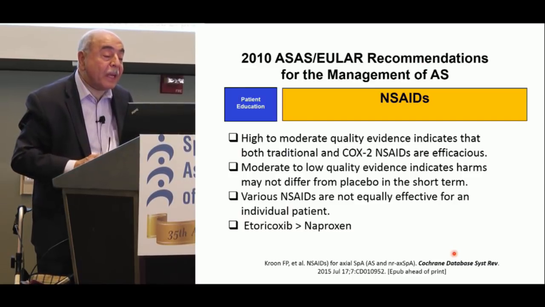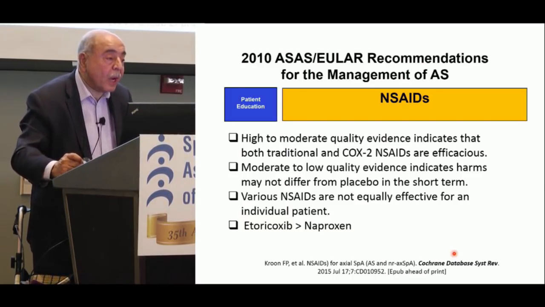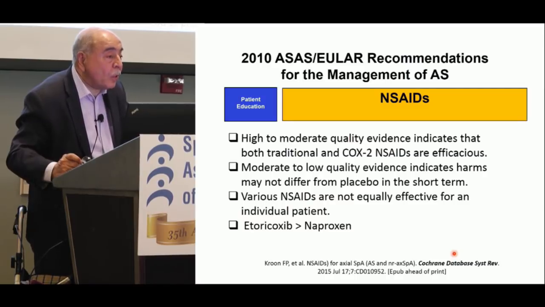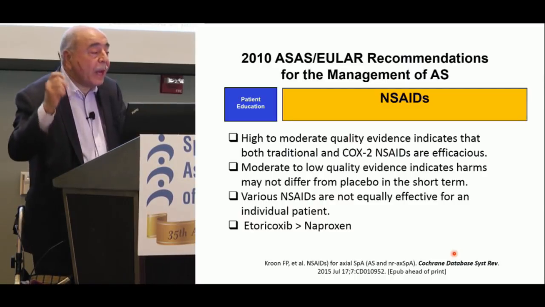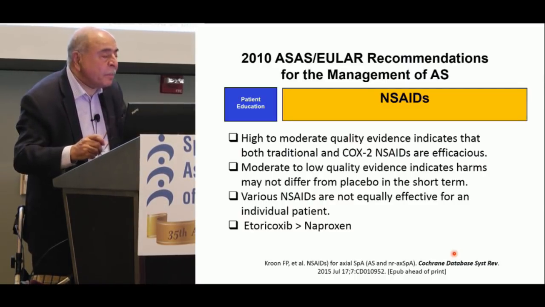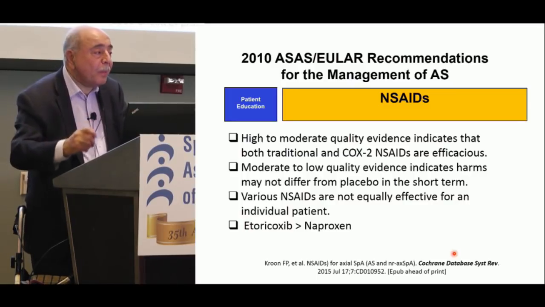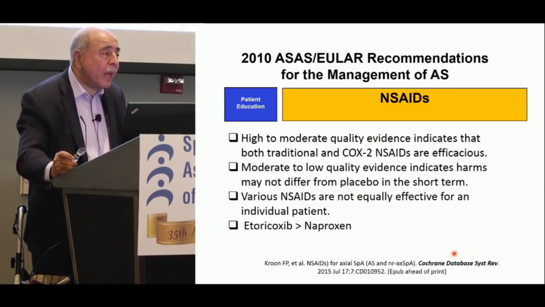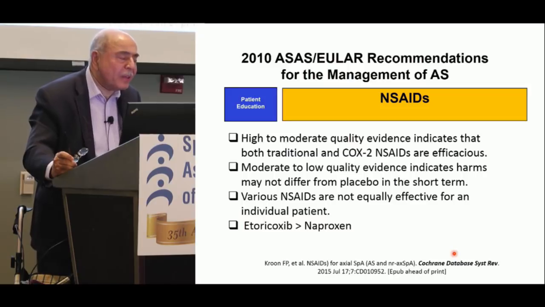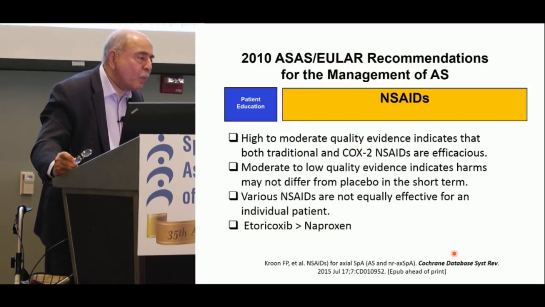And after patient education, you start with NSAIDs, non-steroidal anti-inflammatory drugs. They are very effective for this disease. And since the illness usually begins at a young age, people don't have high blood pressure, they don't have kidney disease, they hopefully are not smokers, they don't have a stomach ulcer.